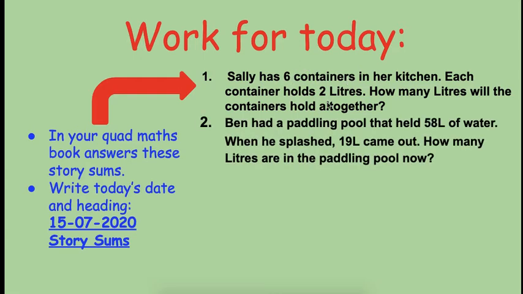Number 2, Ben had a paddling pool that held 58 liters of water. When he splashed, 19 liters came out. How many liters are in the paddling pool now? So this is not talking about different things. We are just talking about water in his pool. And he splashed it. So is this a plus or is this a minus sum? And remember, if it's big numbers and it's a plus and minus sum, we need to do working out in soldier methods. Tens and ones.